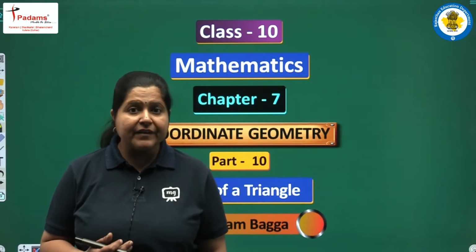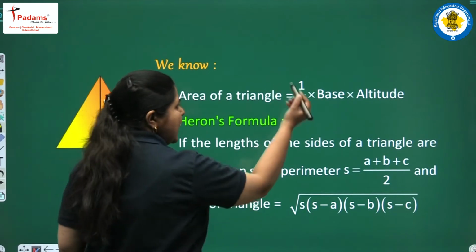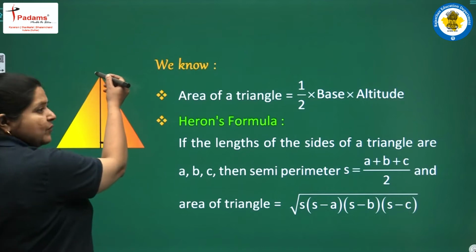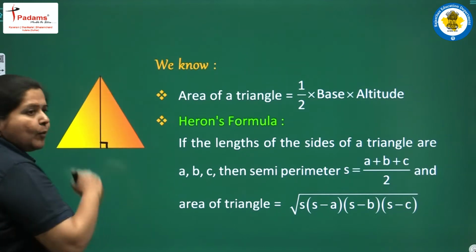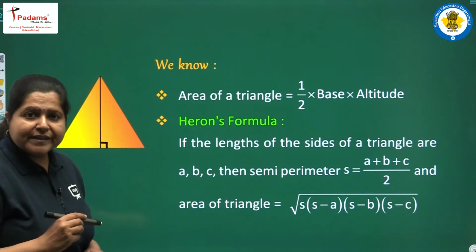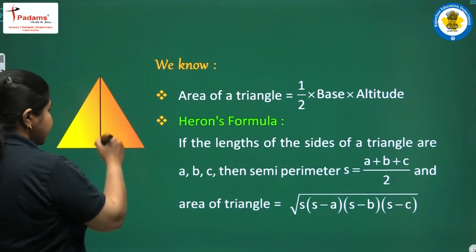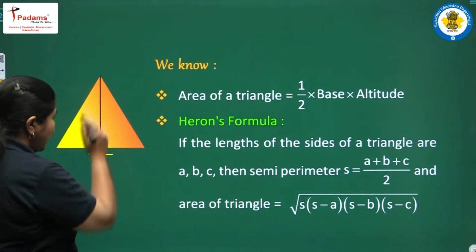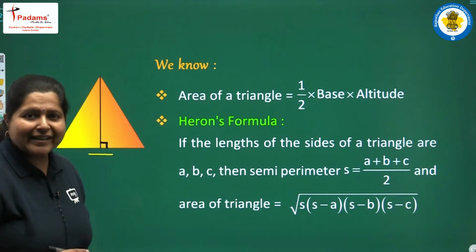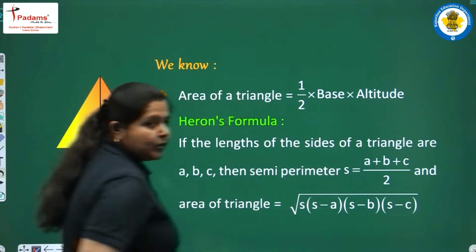We know from our previous smaller classes that the area of a triangle is given by the formula half base into altitude, where if we drop a perpendicular from one of its vertices to its opposite side, then this line segment is called the altitude of this triangle, or we say it to be the height of this triangle. Also this side on which this perpendicular is being dropped is known as the base of the triangle, and then we know that the area of a triangle is given by half base into altitude.